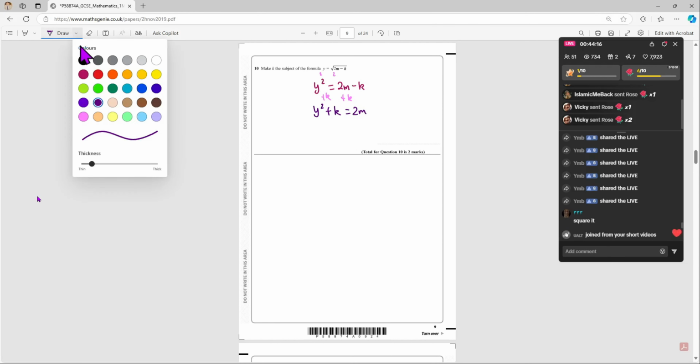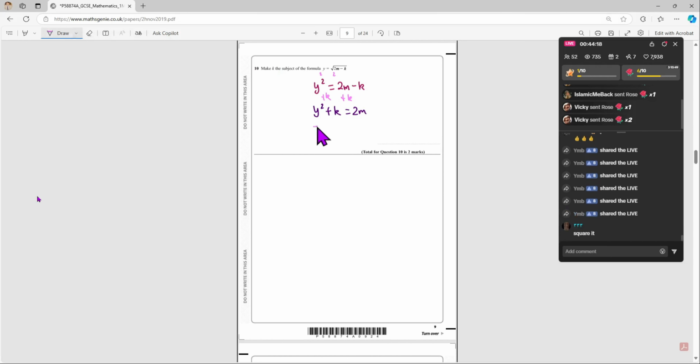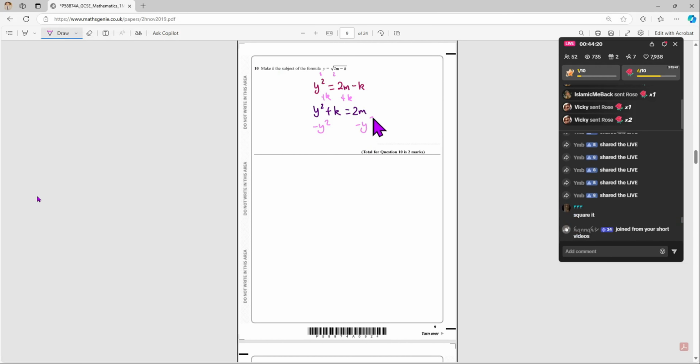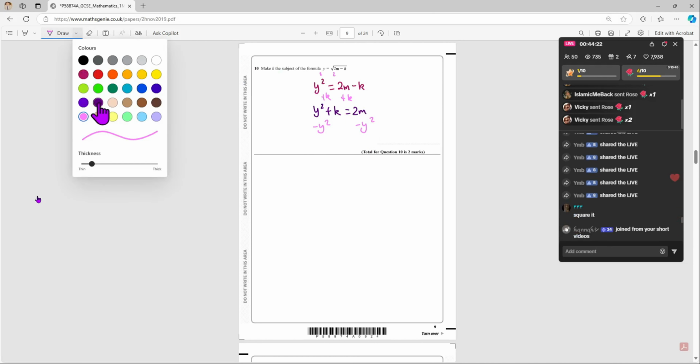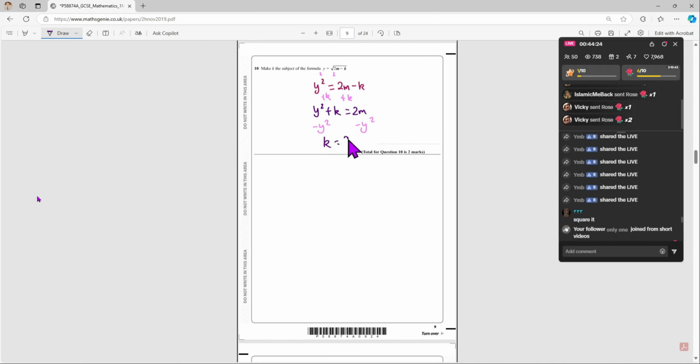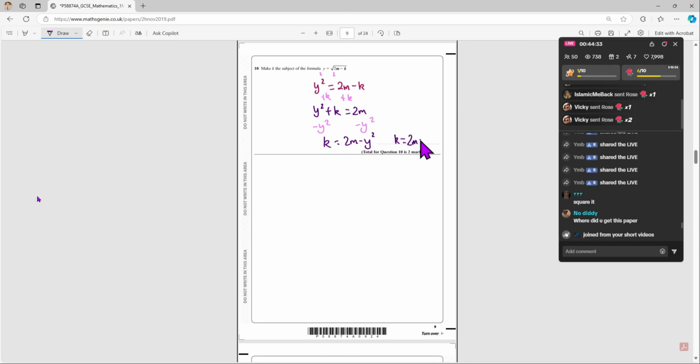And then next, we have to minus y squared from both sides to make k on its own, and then we're going to end up with k is equal to 2m minus y squared. And that will be your answer. So k is equal to 2m minus y squared.